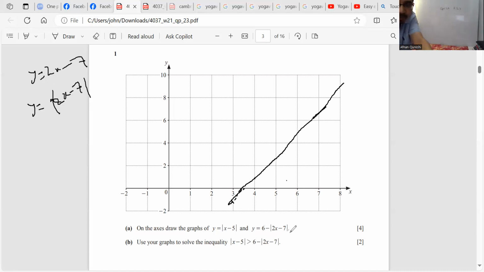So for modulus 2x minus 7, the part of the graph below the x-axis will be reflected along the x-axis. When x equals 0, it was minus 7. I didn't show it here, but you know it. When x equals 0, y is equal to minus 7. Minus 7 will become what? Plus 7. So the graph of the modulus is going to be this.